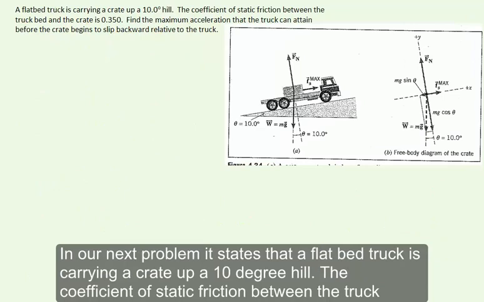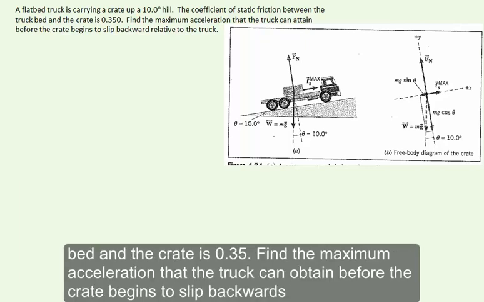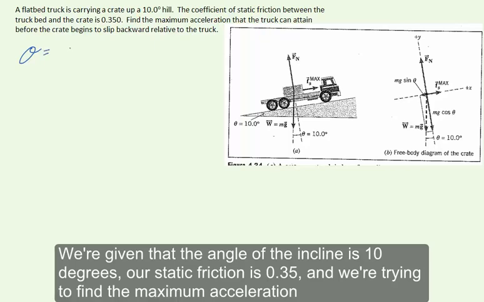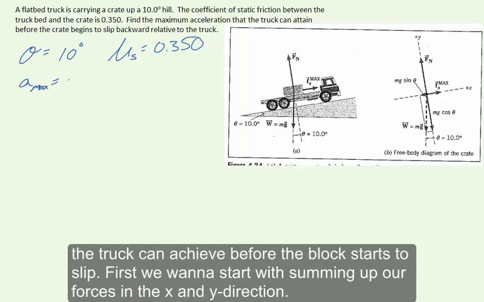In our next problem, it states that a flatbed truck is carrying a crate up a 10-degree hill. The coefficient of static friction between the truck bed and the crate is 0.35. Find the maximum acceleration that the truck can obtain before the crate begins to slip backwards relative to the truck. We have a free body diagram illustrated to the right. Before we start, let's summarize the information we're given. The angle of the incline is 10 degrees, our coefficient of static friction is 0.35, and we're trying to find the maximum acceleration the truck can achieve before the block starts to slip.